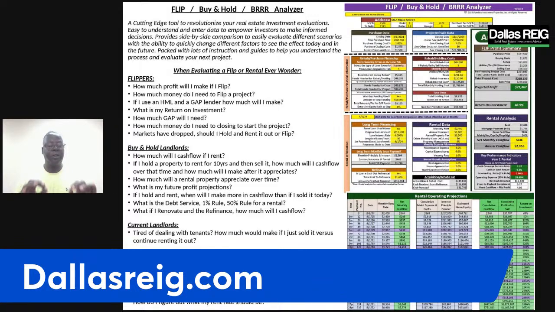We are starting to look at different scenarios because, as you know, the price points have changed. They're getting higher all the time. So you need to make really informed decisions on what you're actually approaching from an investment standpoint. And we at Dallas REIG want to make sure you're successful and that you can analyze those projects as they come available as quickly as possible.